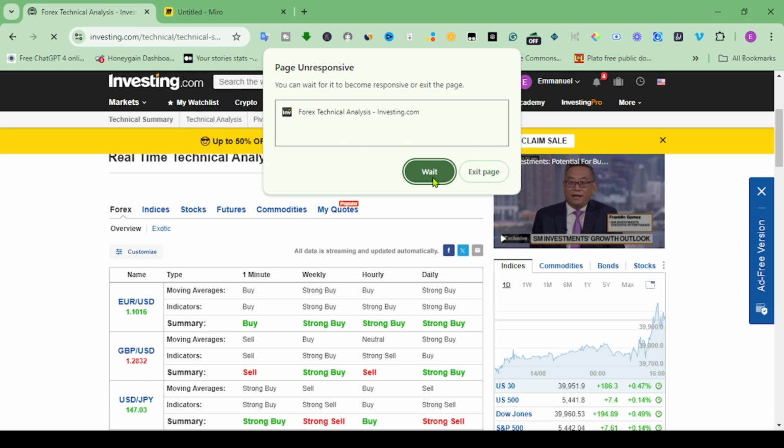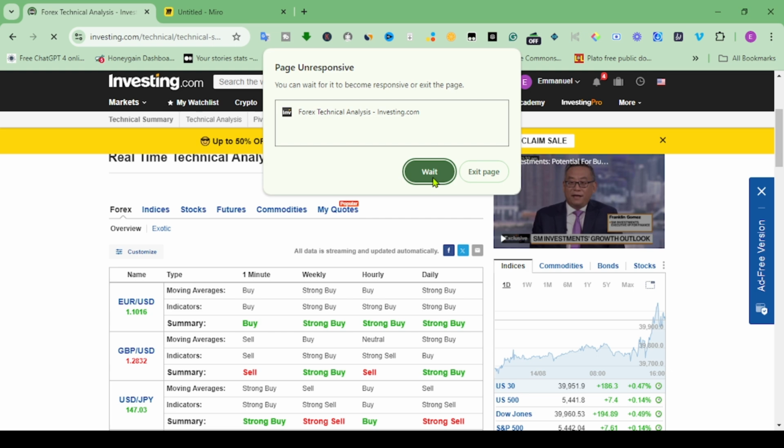What else? You can see the various markets are there. So everything you need is here, but this just makes it easy to analyze. So at the moment, what we are seeing is strong sell, strong buy. What we're looking for is complete strong buy or complete strong sell.